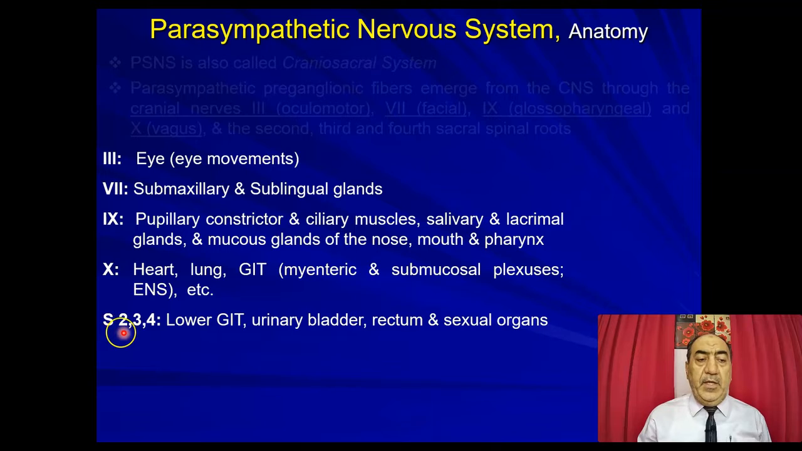Sacral segments 2, 3, 4 are below. They are pretty low, right? The last part of the vertebral column. So they also deal with lower body parts like lower GIT, urinary bladder, rectum, and sexual organs. I hope this is clear.